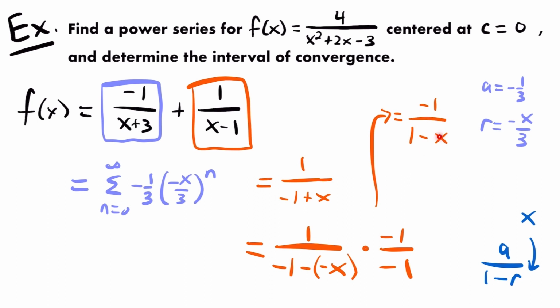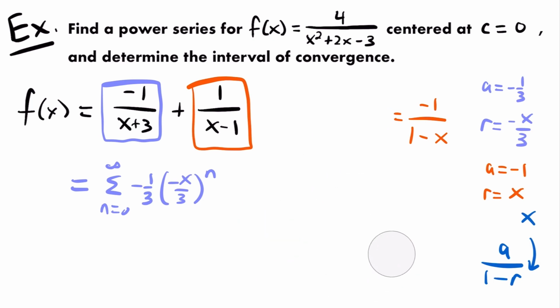Okay, and so now this fraction is in the form of the sum of a geometric series, and so we can rewrite it as a geometric power series. In this case, a is equal to negative 1, and r is equal to x. All right, so if we rewrite it as a power series, we will have that this is equal to the sum from n equals 0 to infinity of a, which is negative 1, times r to the power of n. So we'll have x to the power of n.